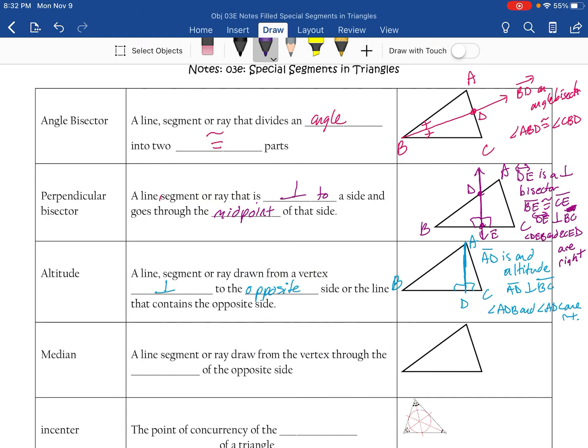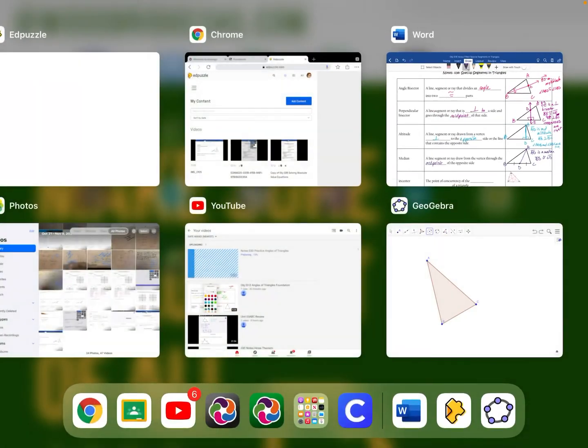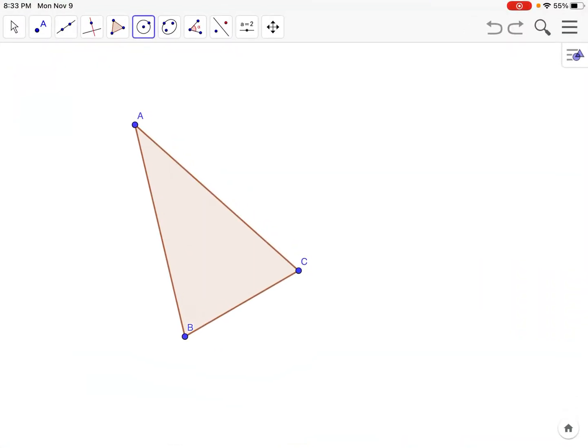So a median is a line, segment, or ray drawn from the vertex to the midpoint of the opposite side. So if I'm starting here, we have our triangle ABC. If I have my median here, so if AD is a median, then the thing that you can conclude is, of course, BD must be congruent to CD because it's to the midpoint of the opposite side. So what I wanted to show you is these are actually kind of cool and magical with art and whatnot.